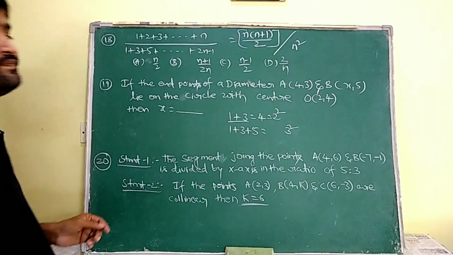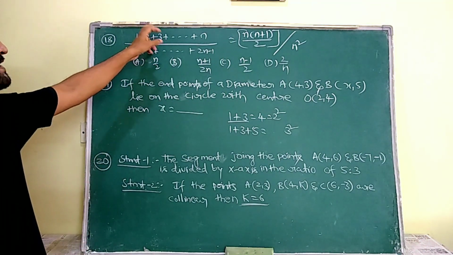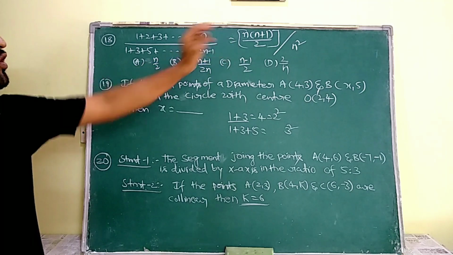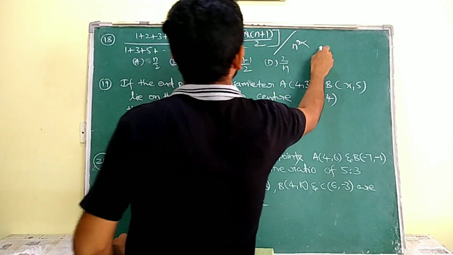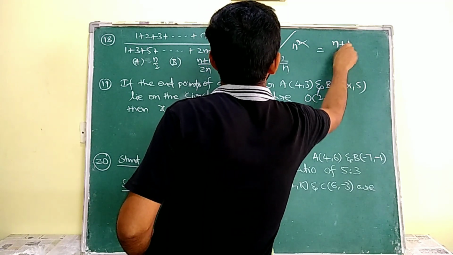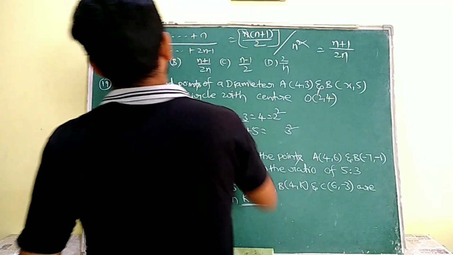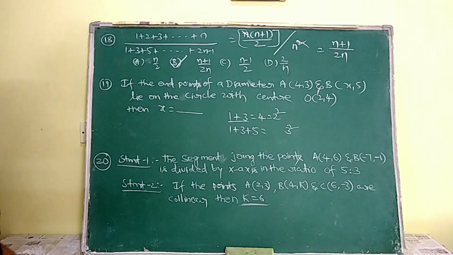So the total answer is n into n plus 1 by 2, whole by n square. Here, n square and n are going to be cancelled. Then your answer is n plus 1 by 2n. So this is your answer.